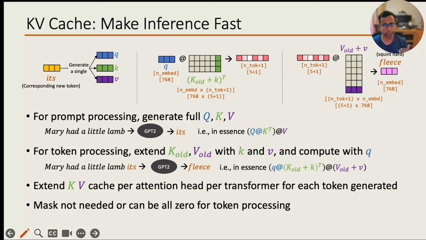So for prompt processing you generate the full QKV caches, and in essence how you get the next token is doing QK^T times V. Squinting hard, that's what you are doing. And then for token processing, you keep extending your k cache and your v cache with the next token's k and v values, and then you do the same thing: you compare with your q value and then you project a new v value. So this is why you don't need a q cache, because you generate q each time anyway and you're not going to reuse it. You only need your k and v values to be cached.